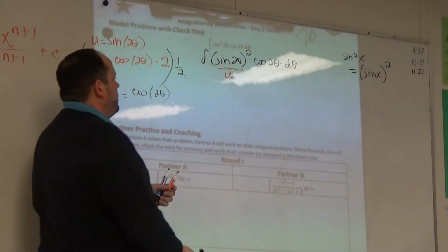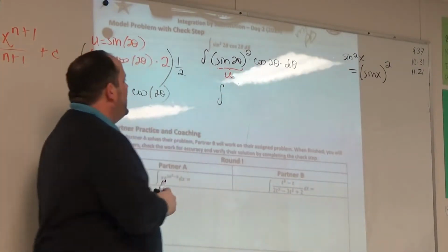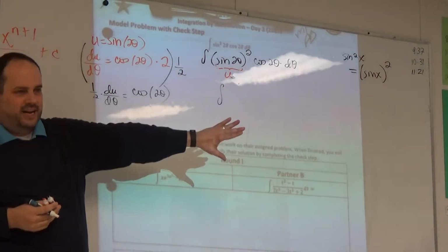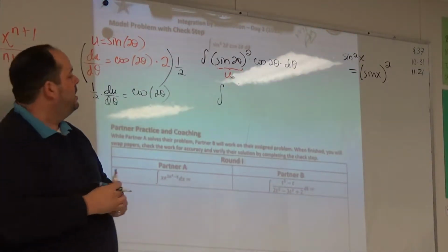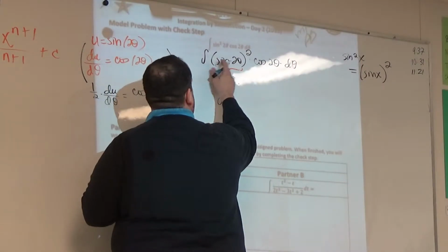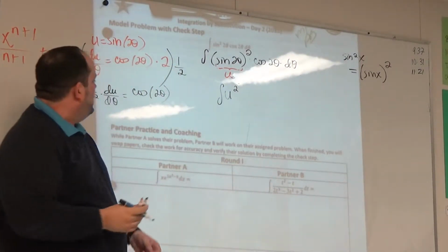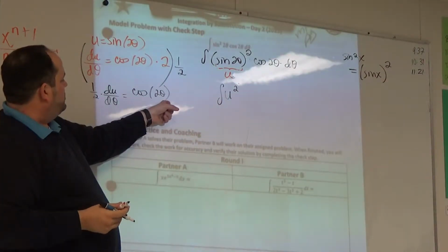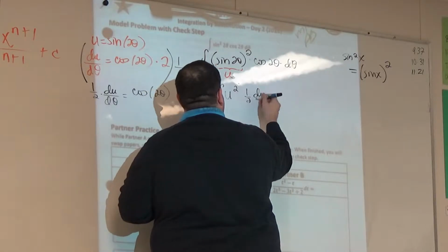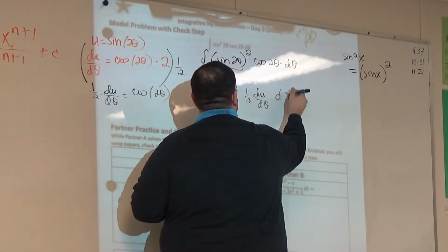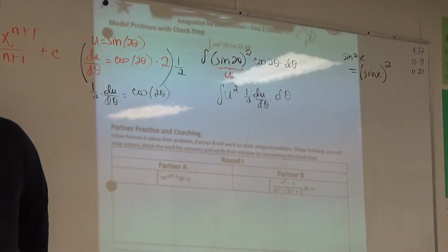Your goal, though, you're going to know that you're doing this correctly if you can come over here and rewrite the entire integrand using only the letters u and du. So let's see, can I do that? Instead of sine 2 theta squared, u squared. Instead of cosine 2 theta, I'm going to put in this 1/2 du d theta times d theta. And at first, I'm not sure that I've made the right choice.